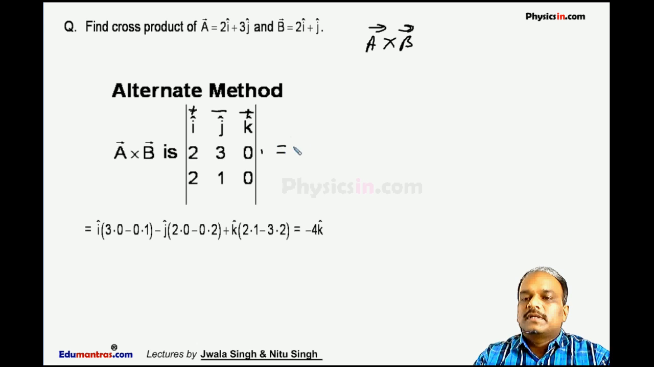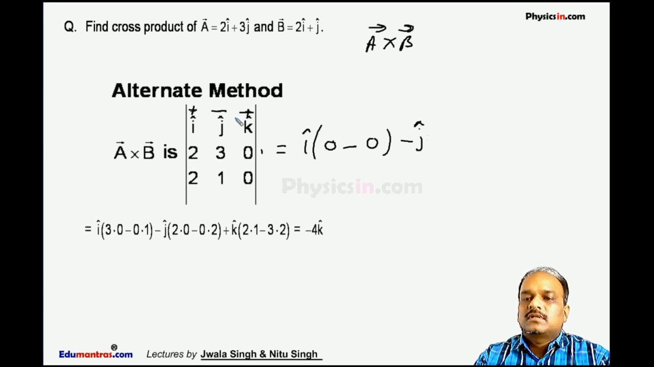Now this can be written as, we will take i cap. If I take i cap, I will leave this row and this column and multiply this 3 into 0, that is 0, minus this one, 1 into 0, that is 0. Now this sign is minus, so I will write here minus. This is j cap.